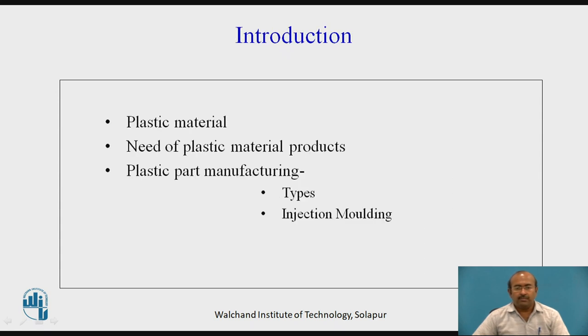Introduction. Let us see in brief about the plastic material, the need of plastic material products, and varieties of plastic part manufacturing processes. As we know, the plastic material is considered as one of the advanced materials, not only for generation of new products, but also used for the replacement of existing material for whatever products are being used nowadays. Considering the varieties of positive properties of plastic material, it is being used widely for product innovations also. Due to varieties of plastic parts, there are n number of plastic part manufacturing methods. One of them is injection molding.